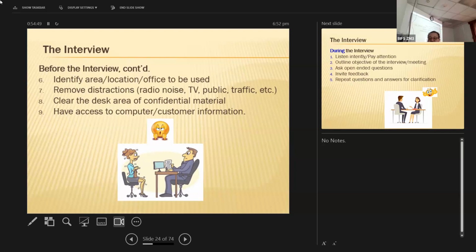And number 9 was have access to customer information. Any questions on that? I kind of dove a little bit into the during, but I had to explain why you want to keep your desk clear and do certain things.